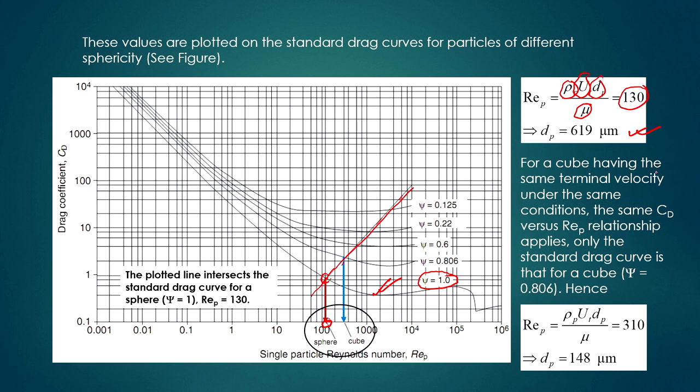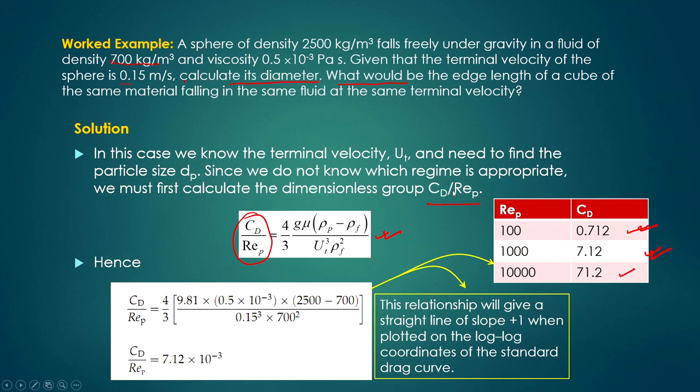Similarly, for a cube having the same terminal velocity under the same condition, the same CD versus REP relationship is to be applied. Only the standard drag curve is different: for a cube psi will be equal to 0.806. So, if this is the cubical particle, you have to consider this drag curve. Next, what would be the edge length of a cube of the same material falling in the same fluid at the same terminal velocity?